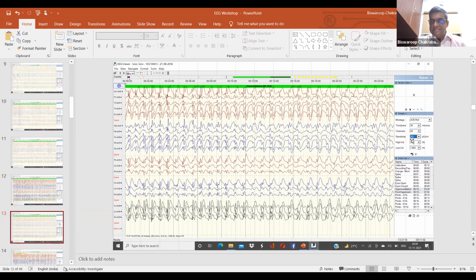I slightly increased the sensitivity from 70 to 200 to make the morphology clearer. If you see, there is not just 3 Hz spike and wave. You can see these areas of polyspike, multiple spikes together. So on hyperventilation, 3 Hz spike and polyspike wave activity.